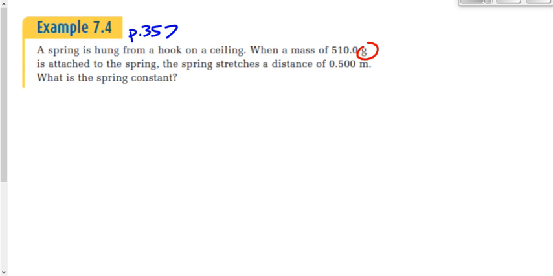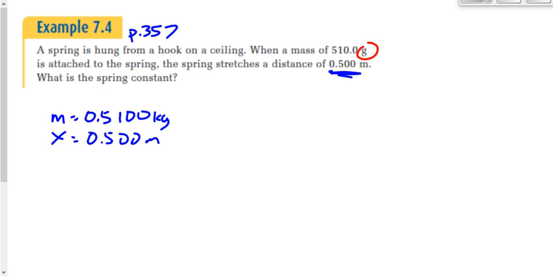Let's write down some givens. I've got a mass of 0.5100 kilograms, 510 divided by 1,000. I've got a distance that it's stretched of 0.500 meters. That's a displacement, right? What displacement is that, x or delta d? Jacob? This displacement, x displacement or delta d? Yeah, it's x, the amount that it's stretched. Not the amount that it's thrown across the room, but the amount that it's stretched or compressed.